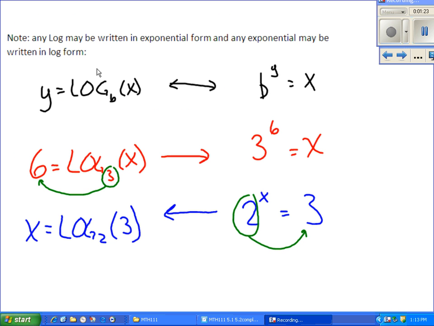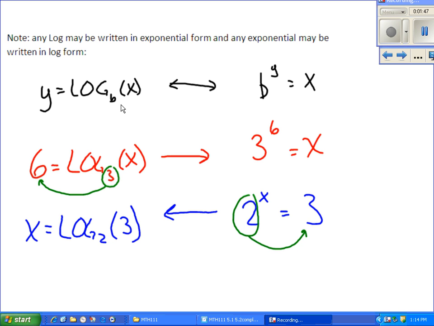What will really help you in this chapter is to be comfortable writing any exponent as a log and being able to write any log as an exponent. So the definition of a log means that it can be written as an exponent. The base of the log will be the base of the exponent. Whatever you're taking the log of will be the result, and whatever the log is equal to will be the exponent.